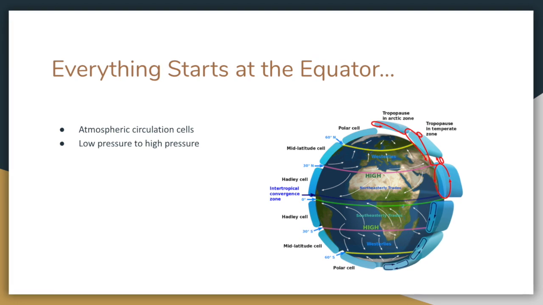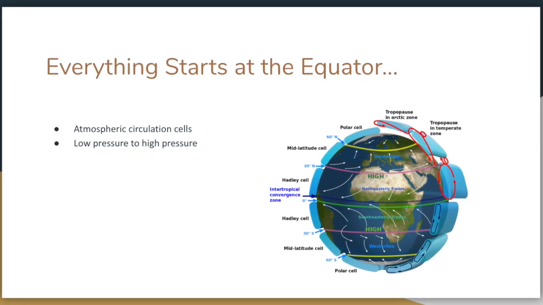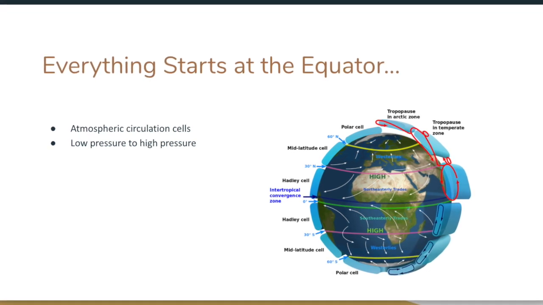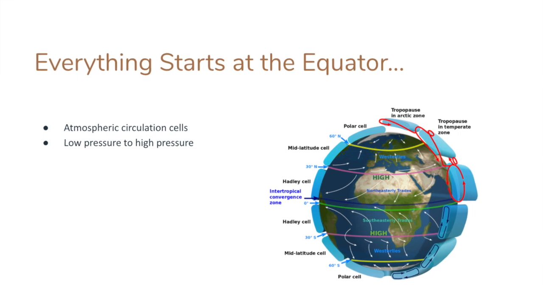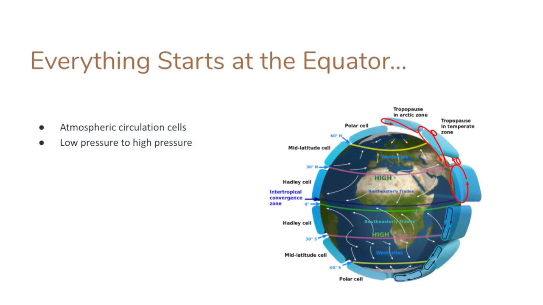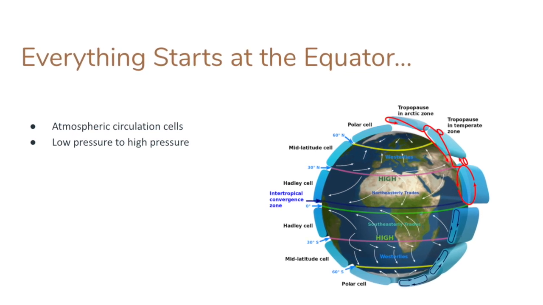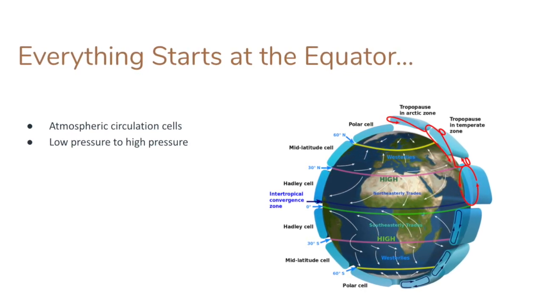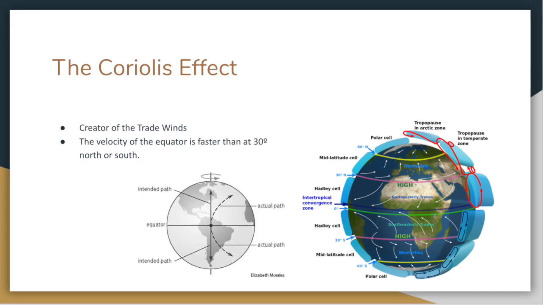Atmospheric circulation cells are cycles of air that get caught due to the heat of the equator. Since the air at the equator is so hot, it moves upwards towards the atmosphere. From there it cools and sinks because of its new density. The air moves from high to low pressure, resulting in it getting caught in a cycle, or what's known as a circulation cell.